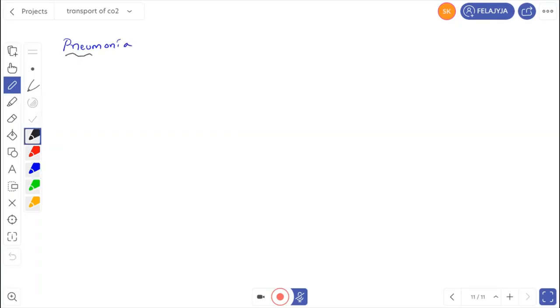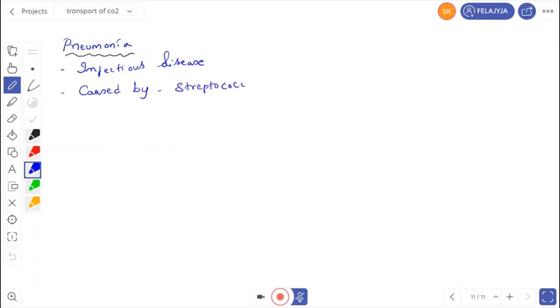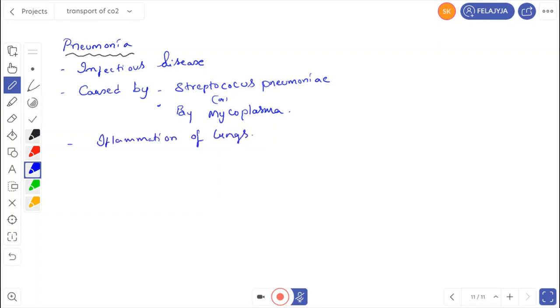Pneumonia is also very important. Pneumonia is an infectious disease, and it is caused by, this question is very important, Streptococcus pneumoniae, and also it is caused by Mycoplasma. It involves inflammation of the lungs.